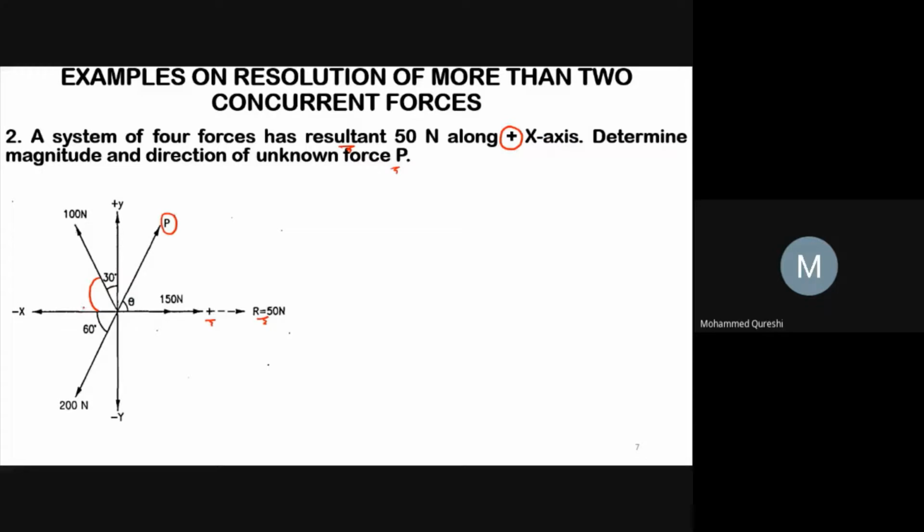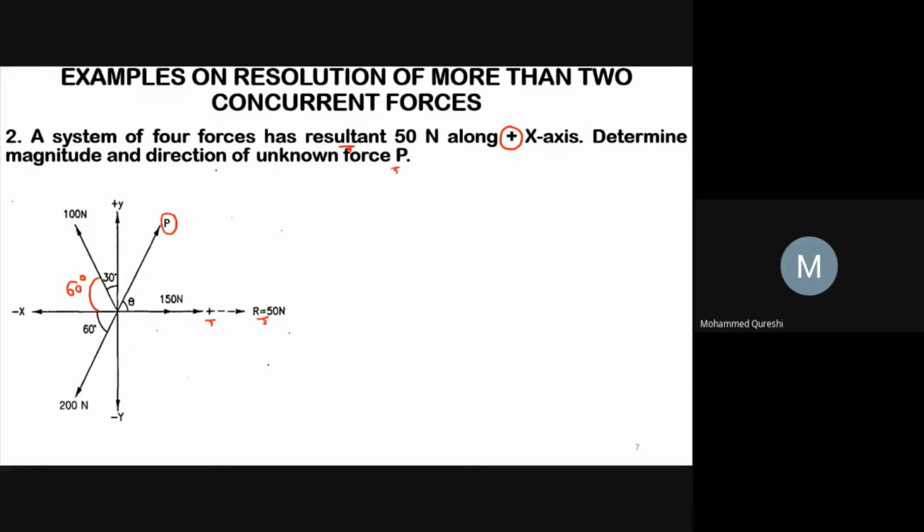Here the total is 90 degree, so this will be your 60 degree. So we will calculate 100 with respect to sine or cos 60. Then we have 200 Newton making an angle 60 degree with the horizontal axis. So now we will start the example.